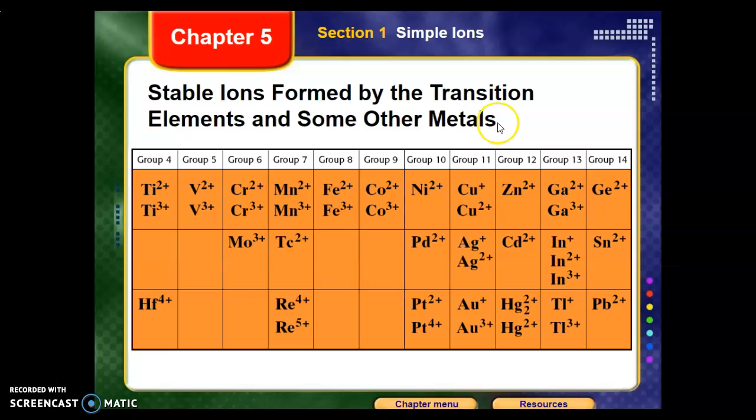And then here's your transition metals. Transition metals are different. They form ions with more than one charge because they have the ability to lose more than one kind of electron and become stable. Okay, so we're not going to go into how that happens because it's very complicated. And so the important thing to know is that there are metals, namely the transition metals, that have more than one possible charge.